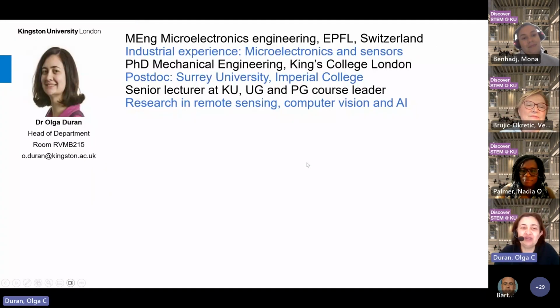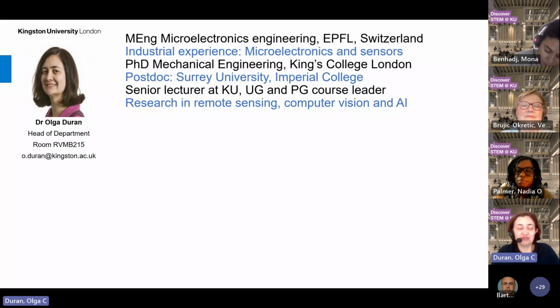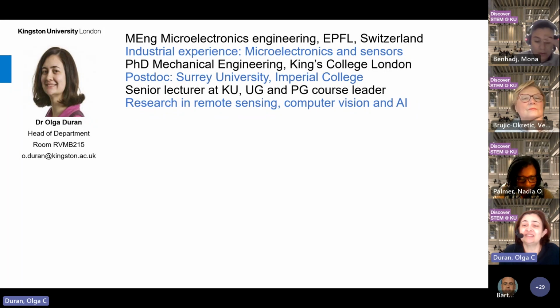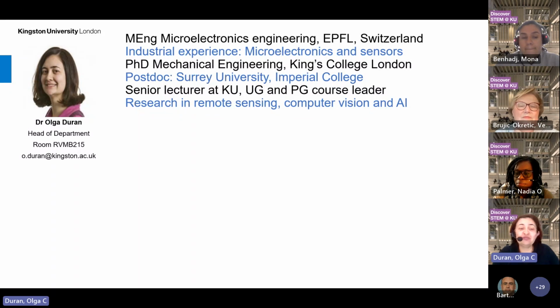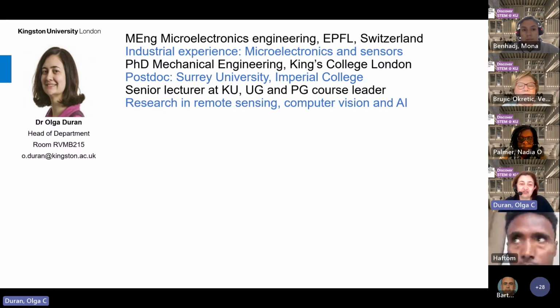So first, a brief introduction about myself. I have a background in microelectronics and sensors, but then I did a PhD in mechanical engineering and worked in different universities in the UK. Once I joined Kingston University, I took different roles as course leader for undergrad programs or postgrad programs until I became the head of the department. I currently teach as well in the mechatronics MSc program, and my research interests are around remote sensing, computer vision, and artificial intelligence applied to engineering problems.